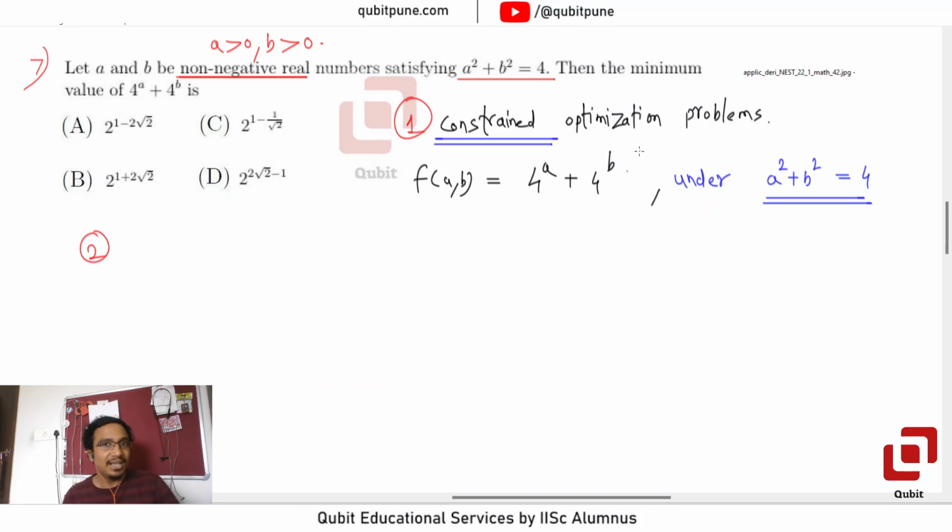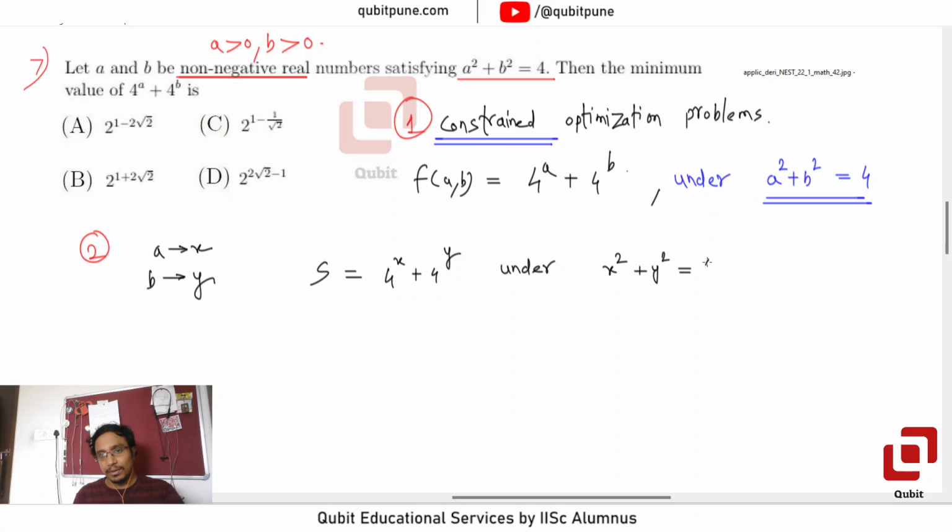the moment we see a maximum or minimum value finding problem, the first thing that comes to our head is applications of derivatives. Correct? So what I'll do is I will bring this change in variables, only the notation, so that the problem becomes more familiar to us. So we would like to find the value of, let us call it s now, the sum 4 raised to x plus 4 raised to y under the condition x squared plus y squared equals 4.